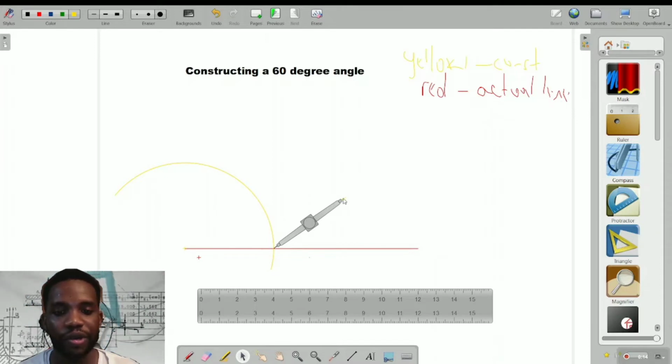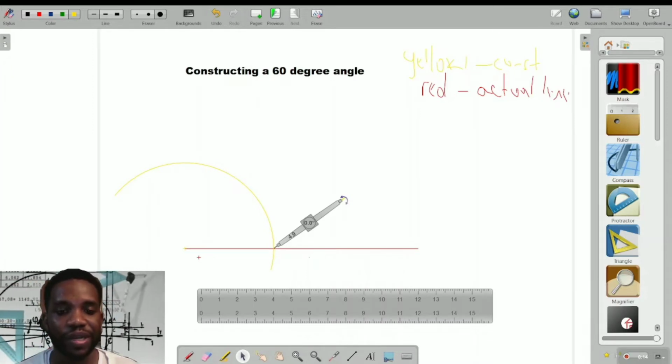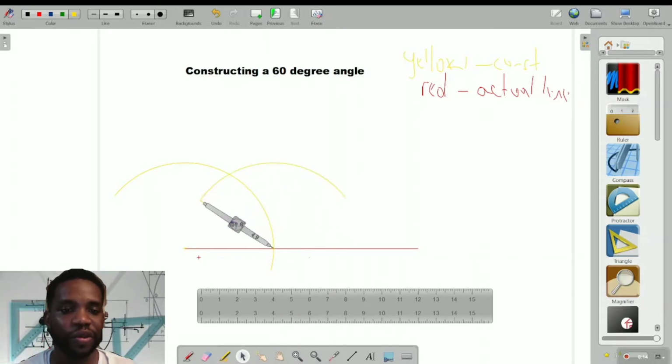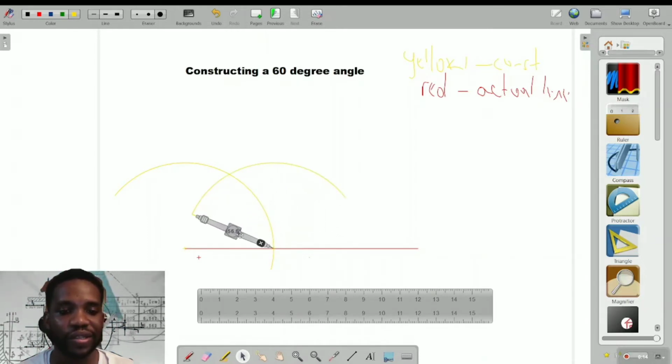Alright, so I'm going to swing my arc now. Now notice I didn't adjust my compass, I leave it open as it is. Now I'm going to swing an arc. Remember, this is going to be a construction line again, so it's going to be pale. That cuts my first arc. Notice where the two arcs intersect.